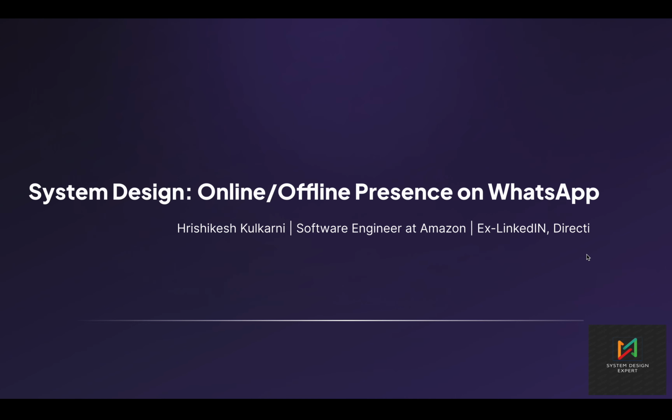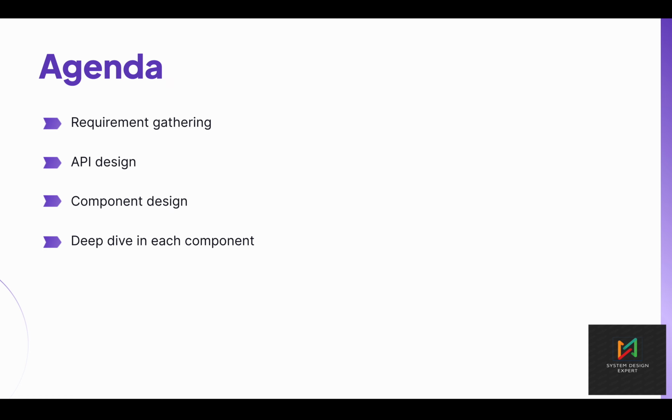In this video, we're going to discuss a very famous system design problem: check whether a user is online or offline. It's a kind of design that has been used across multiple chat applications such as WhatsApp, Slack, etc. Apart from that, it has been used across gaming platforms as well. So without wasting your time, let's jump into the actual design.